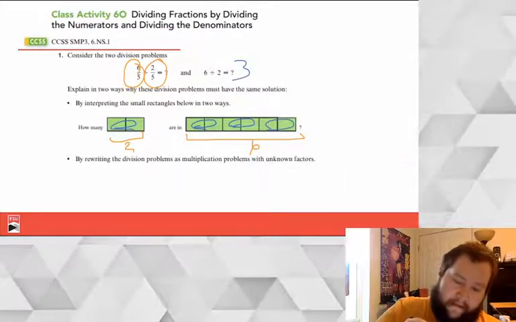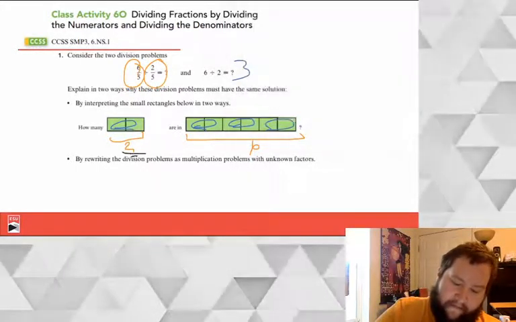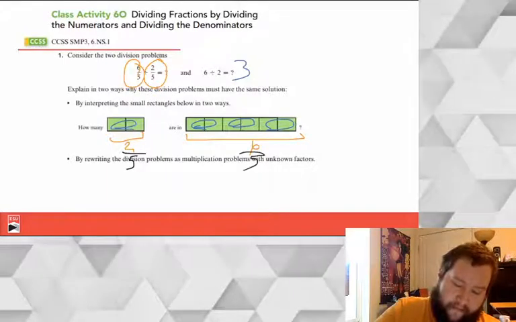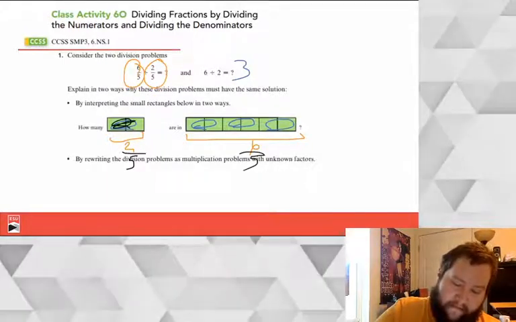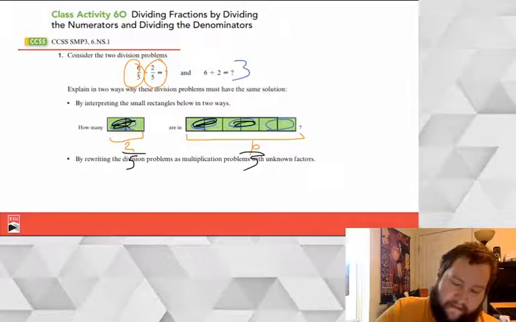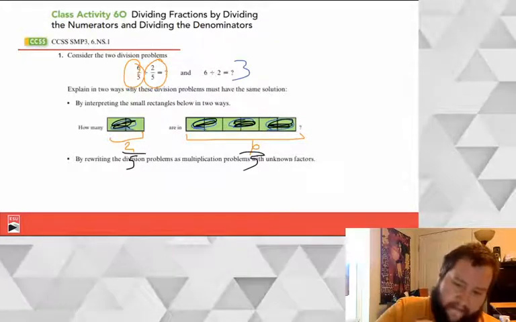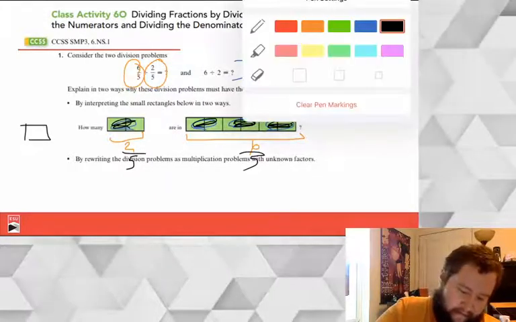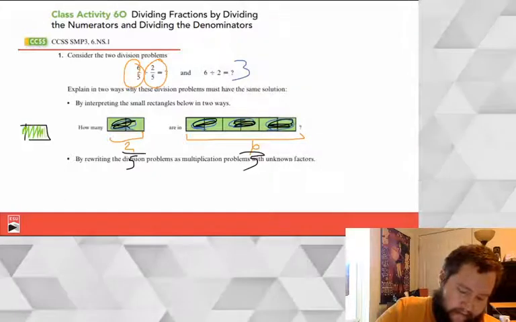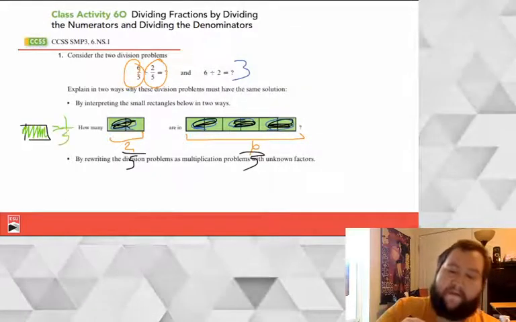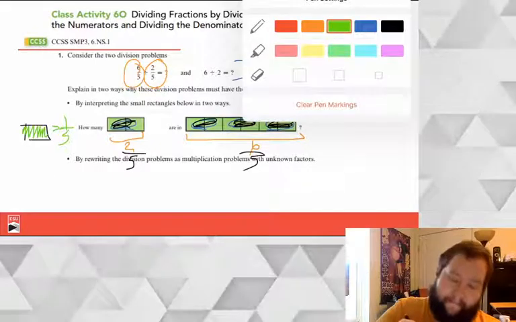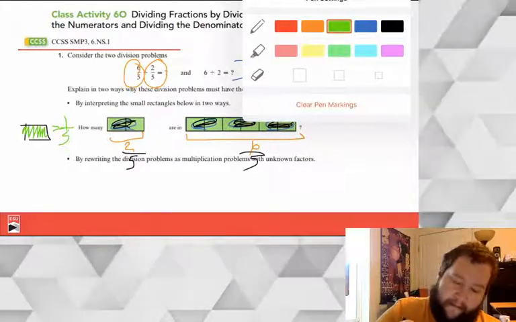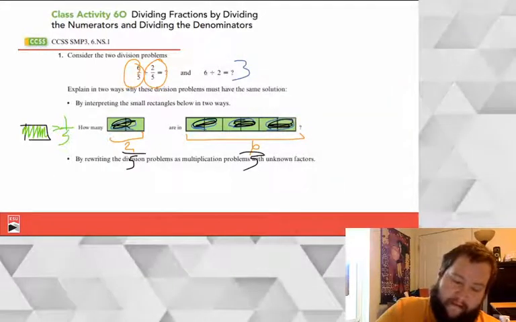But then, if these are fifths, that's 2/5, that's 2/5, that's 2/5, and that's 2/5. So now if each of these green things is a fifth, first we saw them as a 1, but now we see them as a fifth. And what we end up seeing is that 6/5 divided by 2/5 is also 3.